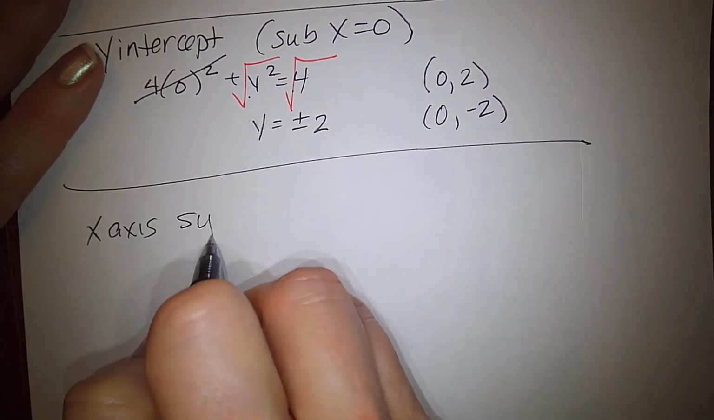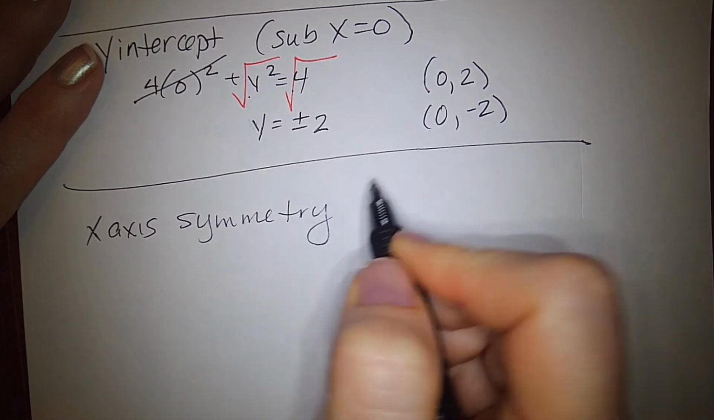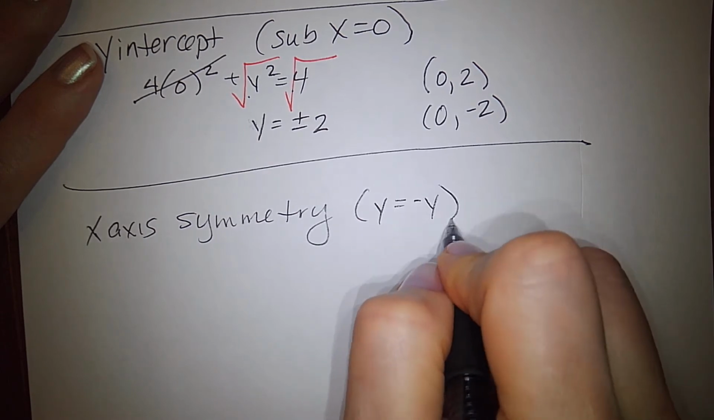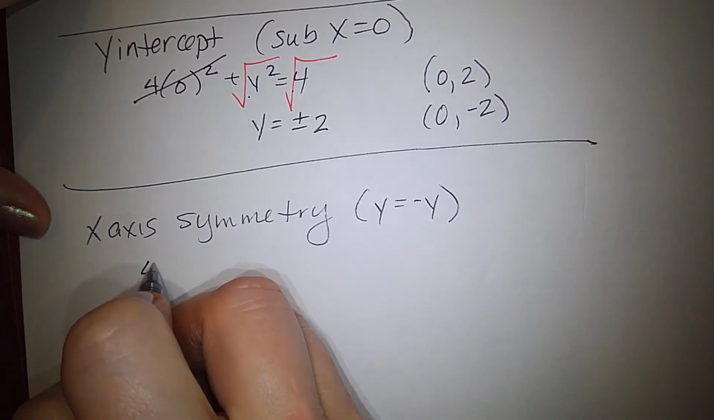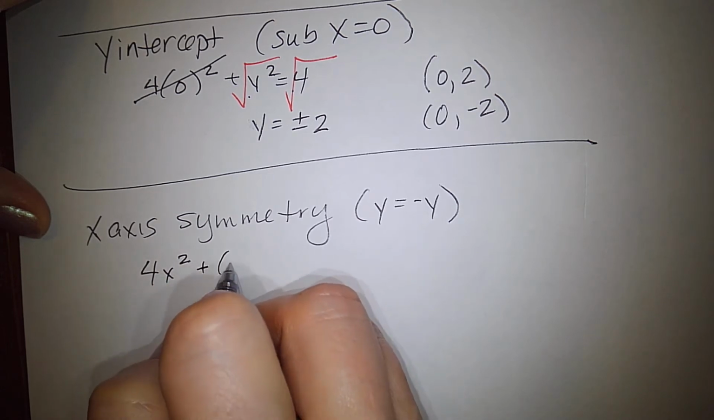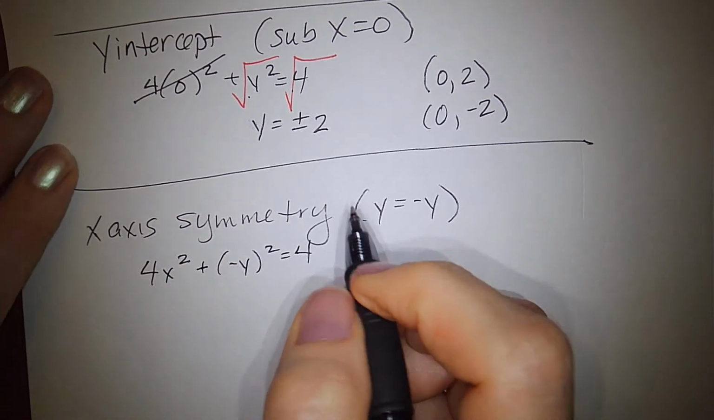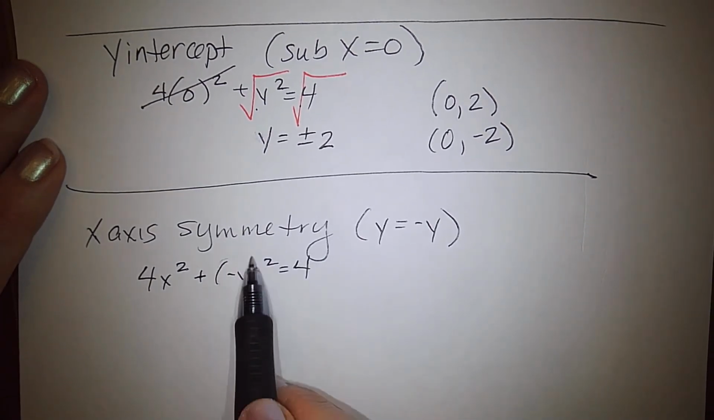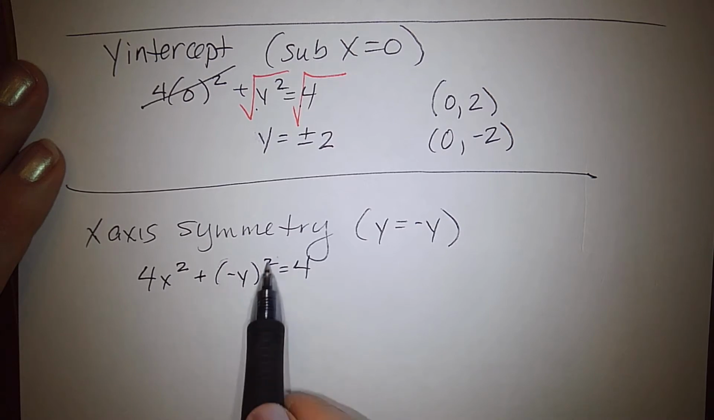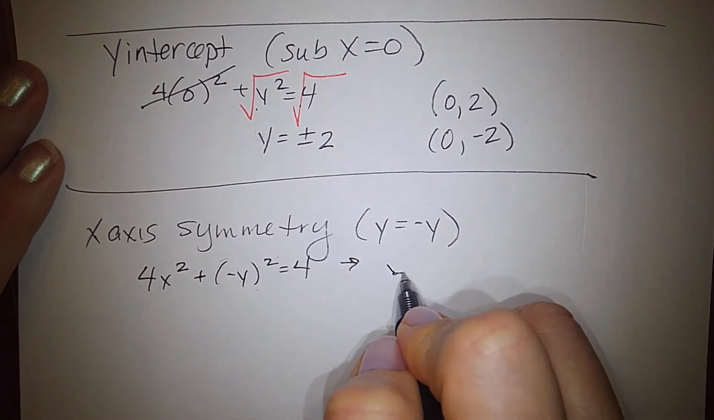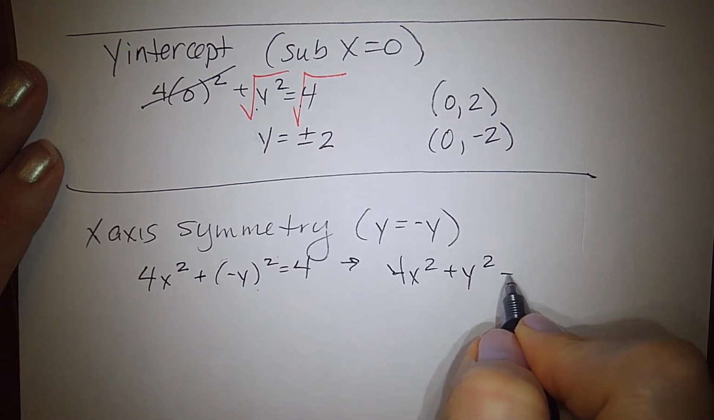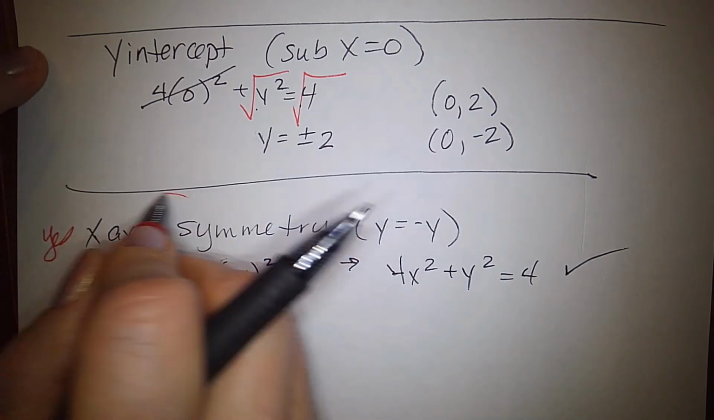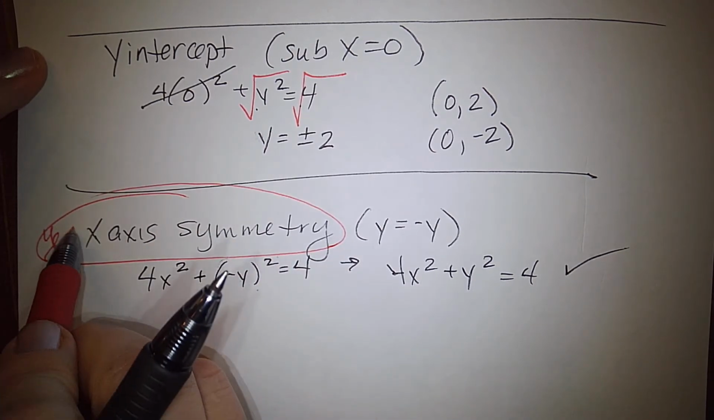X-axis symmetry. Let's recall how we find x-axis symmetry. We take the opposite letter and we plug in its negative version. So we'll plug in y is -y into the original equation and see if that indeed is true. When we plug all of that in, you can see that these parentheses are actually going to drop and this actually becomes positive. So 4x squared plus y squared equals 4 is the original, so that means yes, this does have x-axis symmetry.